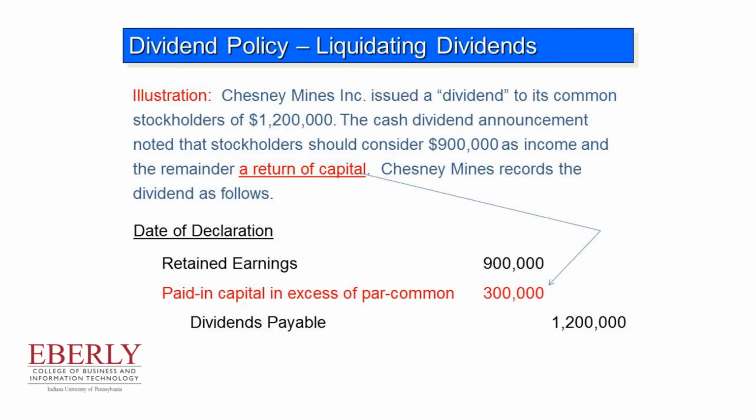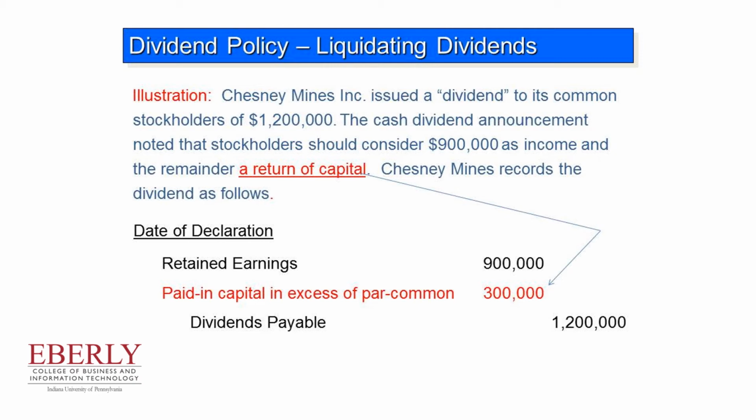So here you see that Chesney Mines has issued a dividend to its common stockholders worth $1.2 million. Now this dividend announcement notes that stockholders should consider $900,000 out of this $1.2 million as regular income, which means this is regular dividends, and then they should consider the remaining $300,000 as a return of capital, or in other words, as a liquidation of their paid in capital.